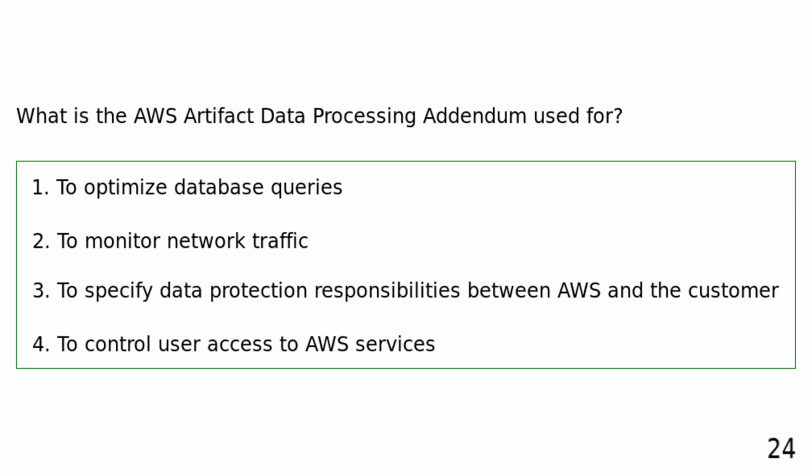What is the AWS Artifact Data Processing Addendum used for? To optimize database queries. To monitor network traffic. To specify data protection responsibilities between AWS and the customer. To control user access to AWS services.